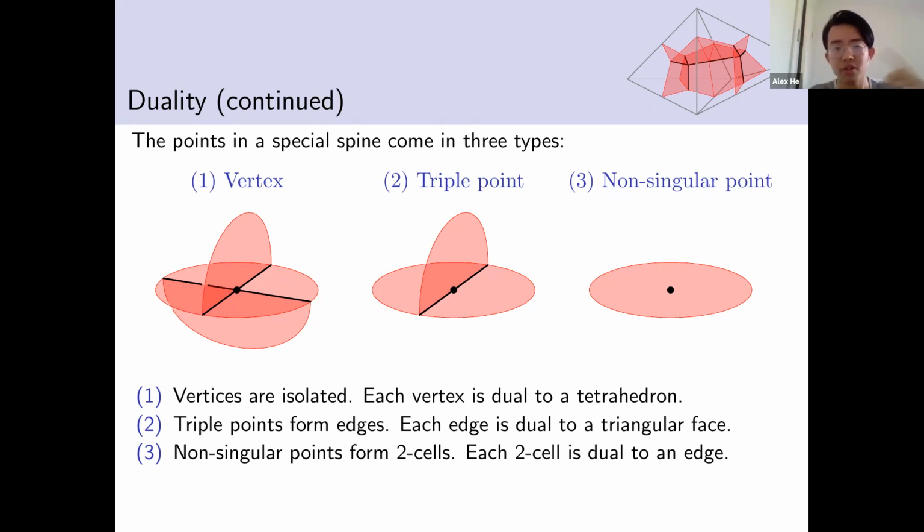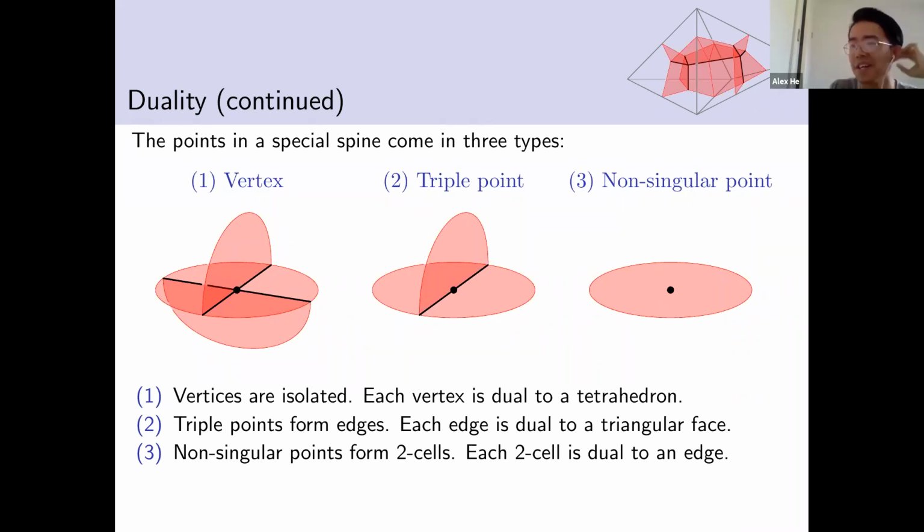And the point is, because you've got this duality, if I give you a special spine, you can convert it back into a triangulation. So really they contain the exact same information. So you can flip back and forth between these two settings. And the claim is the special spine setting is often quite good for these things.